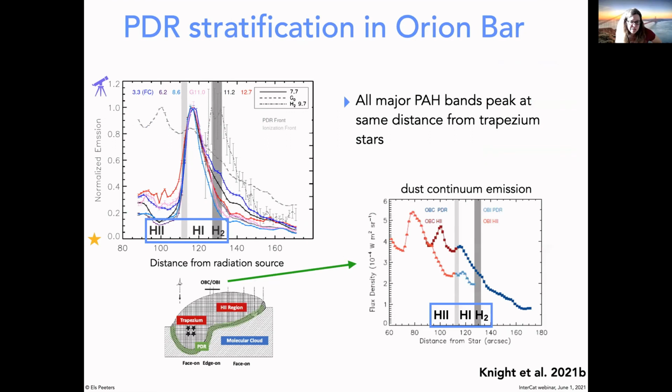And so we do see, if you look at the observations, that we have this stratification in the Orion bar. We have the ionized gas on the left-hand side in that left figure. Then we have all the curves shown here in color are PAH emission curves. And so they all peak at the same distance from the Trapezium cluster. And then the dash-dotted line in gray shows you the molecular hydrogen. So we see the stratification. We confirm with our observations that we can see the stratification in the edge-on PDR.